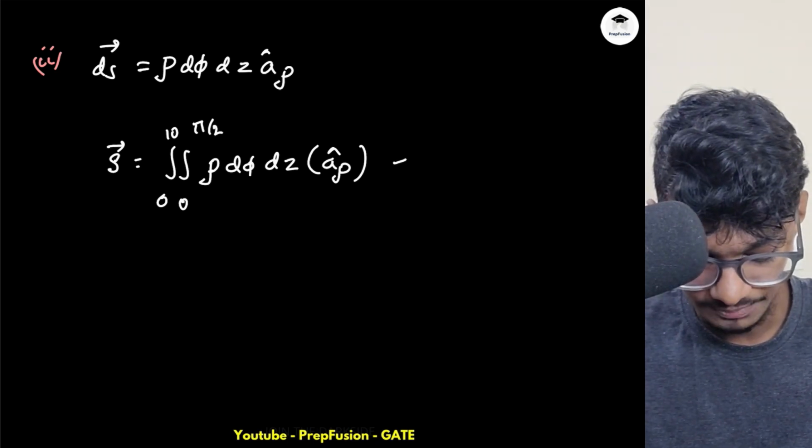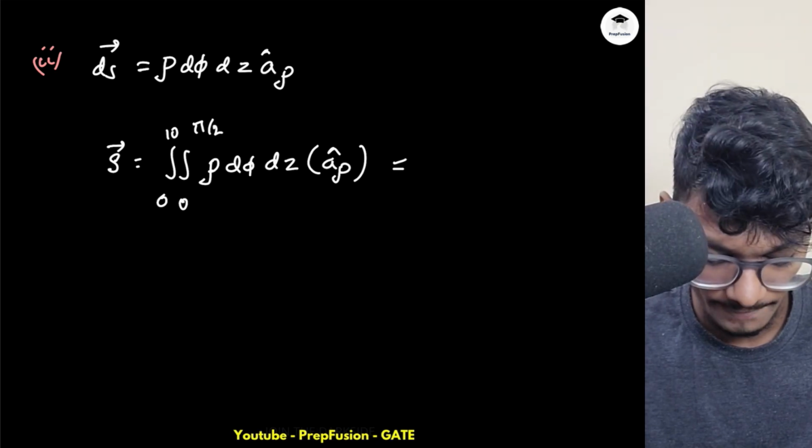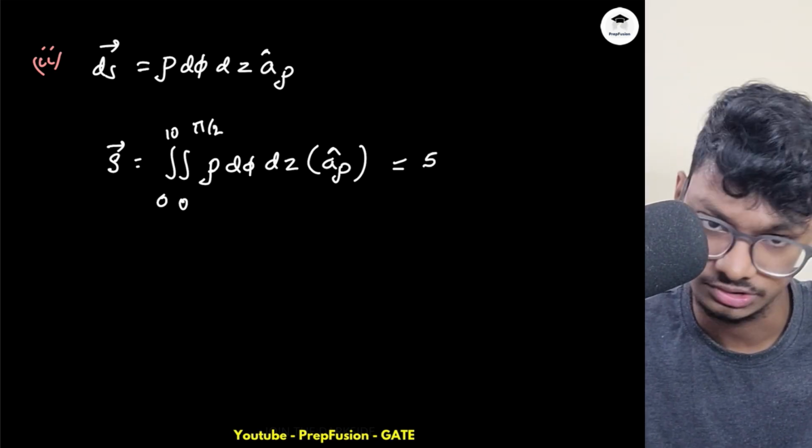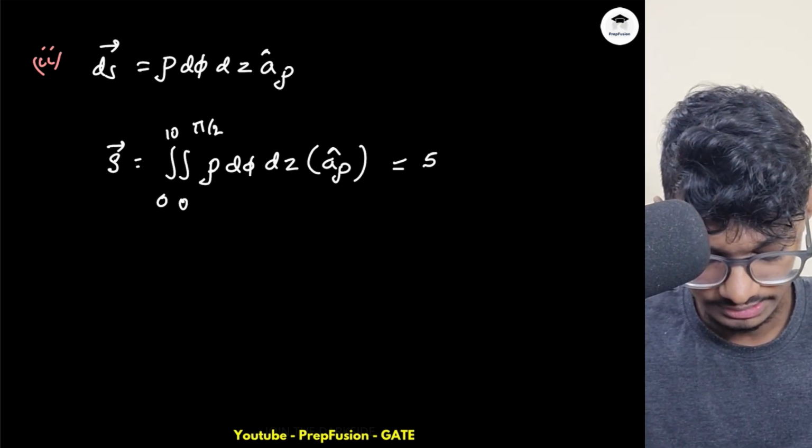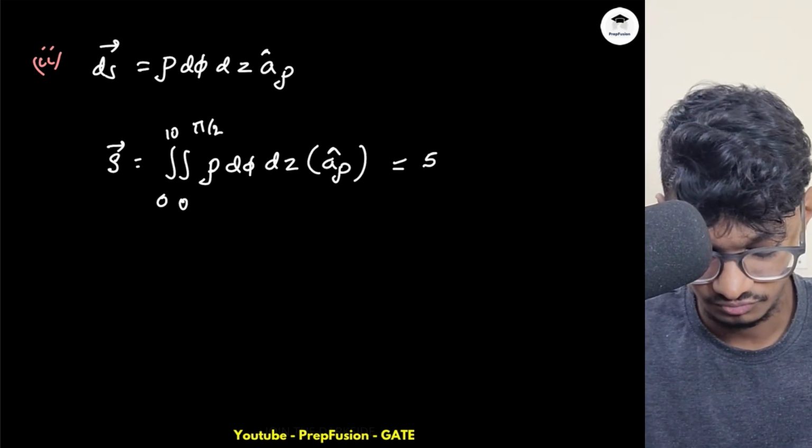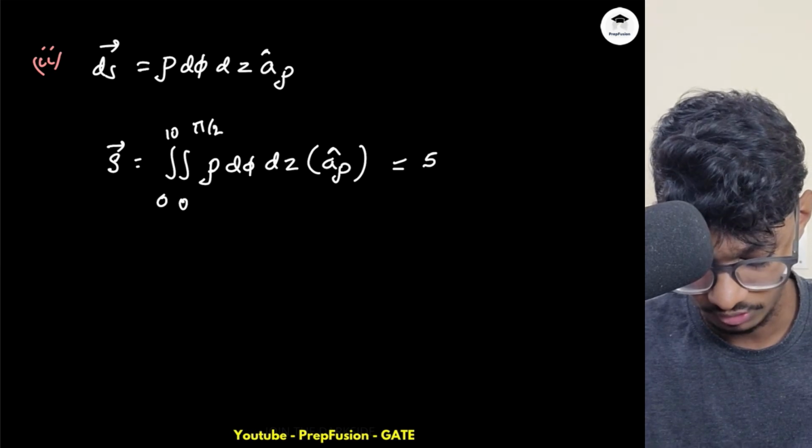So now we can simply solve it. This rho is constant, equal to 5, and integrating dz, all these are constant.